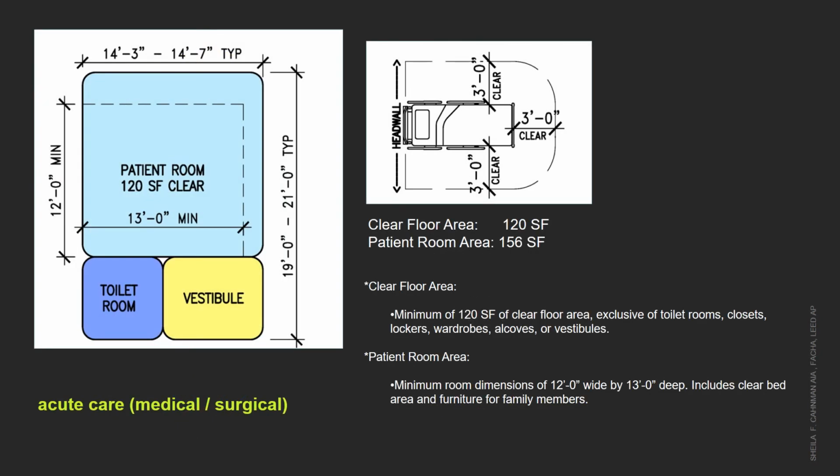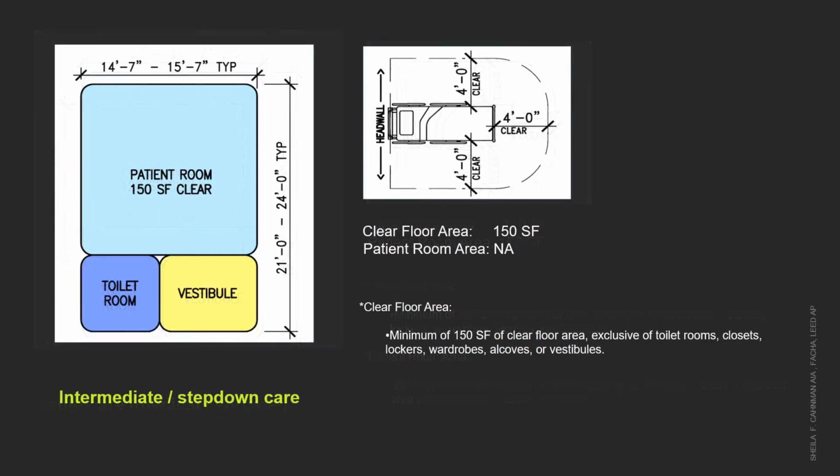I put into the show for your use the examples of the clearance requirements for the FGI guidelines for the different levels of care. For instance, medical surgical, we have to have a minimum of 3 foot clear around the bed and 120 square foot clear in the room. But typically these days we in the US don't design to this absolute minimum standard. Even for med-surg beds, we'll design to the intermediate or step-down care to keep the rooms flexible, which requires a 4 foot clearance around the bed and 150 square foot clear.